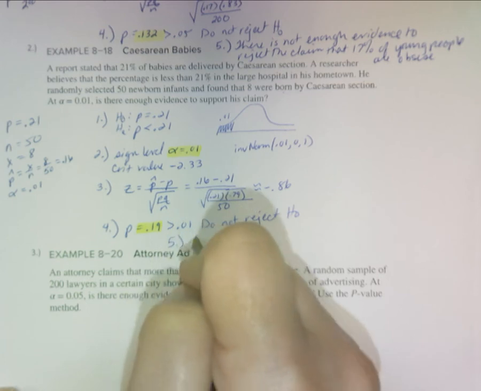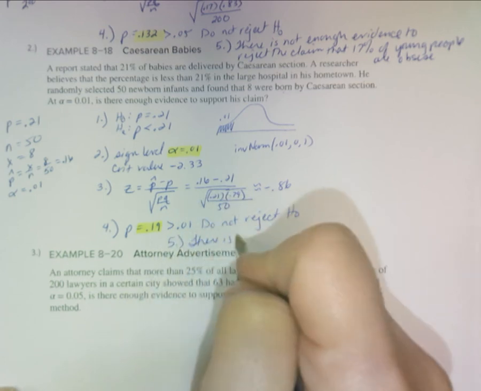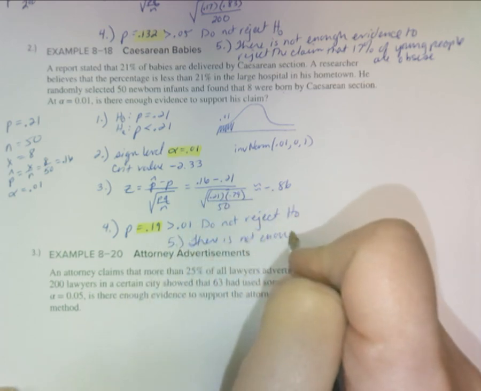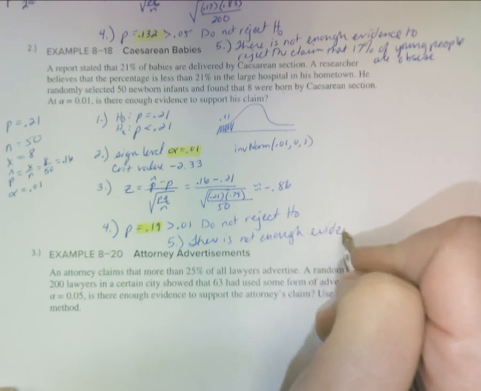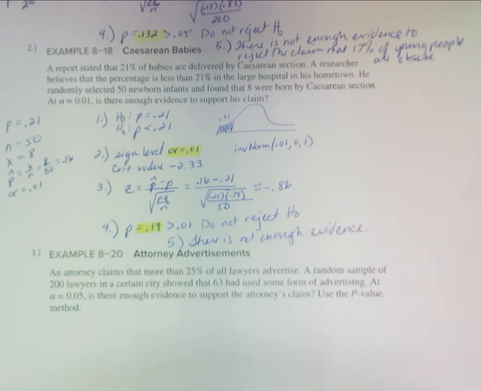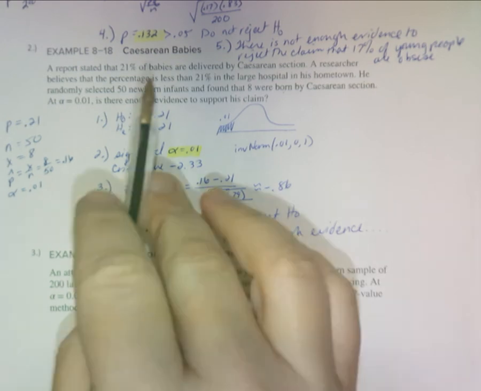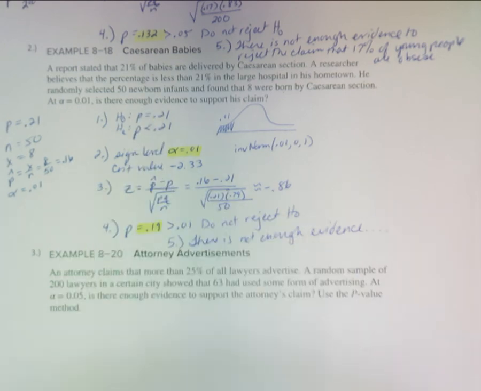So step number 5, there is not enough evidence to support the claim that there is less than. Actually, I think that it's quite more than. I think there are way more cesarean births. That might be a topic that you might want to do and research yourself.